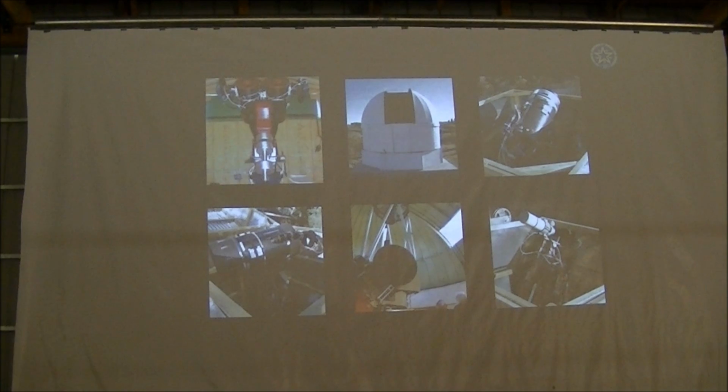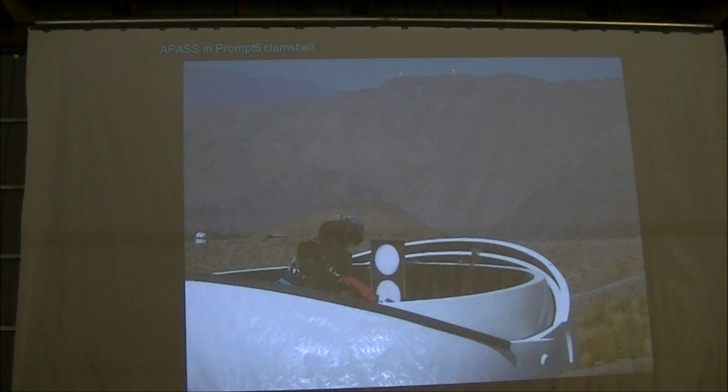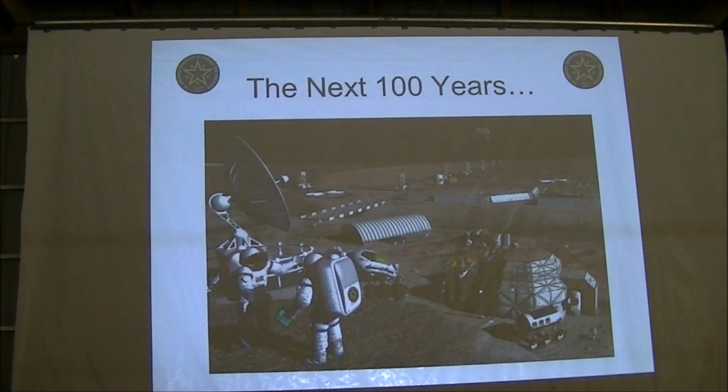Like I said, we have robotic telescopes scattered around the world. Here's where they are currently. And here's an example of one of the telescope systems that's CTIO. It's a pair of 8-inch telescopes that are surveying the sky in the southern hemisphere.